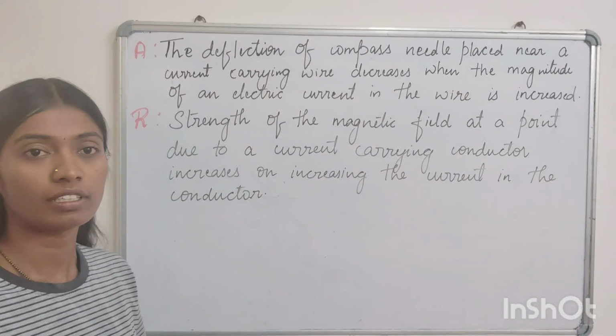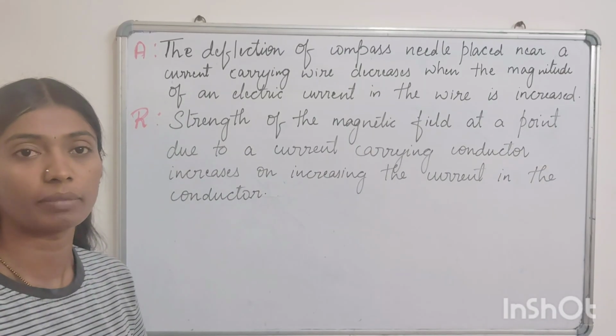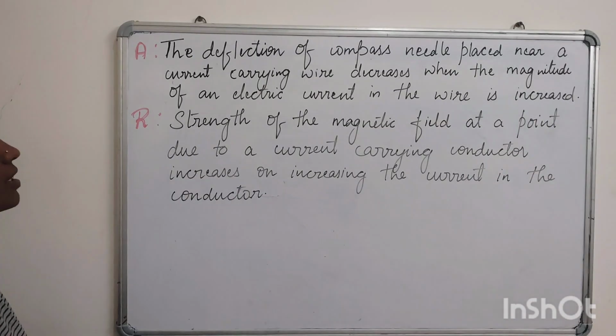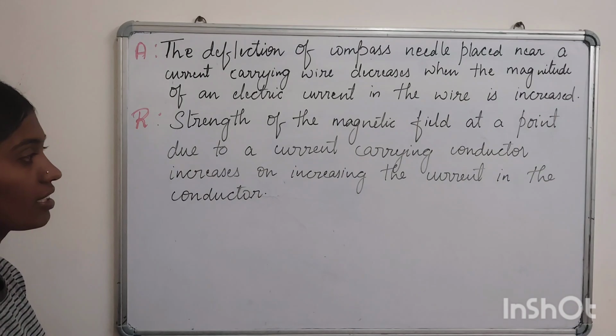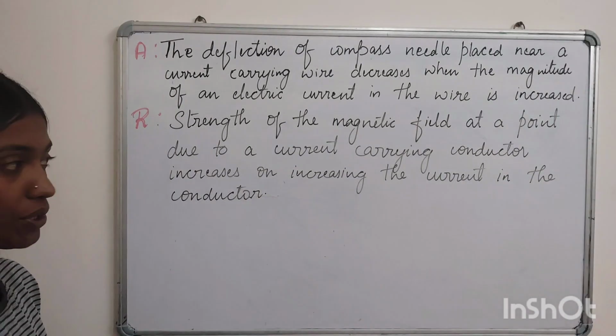Hello dear students, let us discuss some more assertion and reason type questions which appeared in the previous year board examination. The assertion is: the deflection of the compass needle placed near a current carrying wire decreases when the magnitude of the electric current in the wire is increased. Reason: the strength of the magnetic field at a point due to a current carrying conductor increases on increasing the current in the conductor.